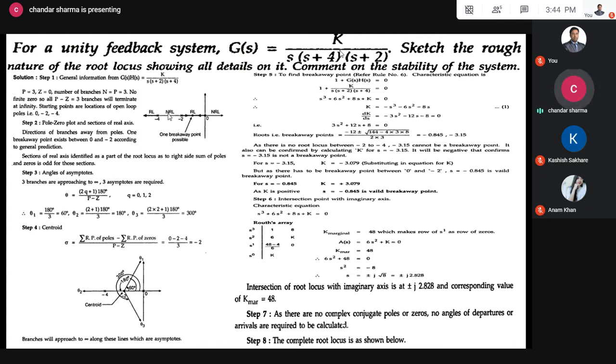Now we have to find the number of asymptotes. The formula for the number of asymptotes is P minus Z. So P is 3, minus 0, is 3. After that we have to find the angle of asymptotes. You can see the formula. Some books use M, some use Q, here Q is used. The value of Q goes from 0 to P minus Z minus 1, so 3 minus 0 minus 1 is 2. So whenever there are three asymptotes, the angles are always 60, 180, 300.